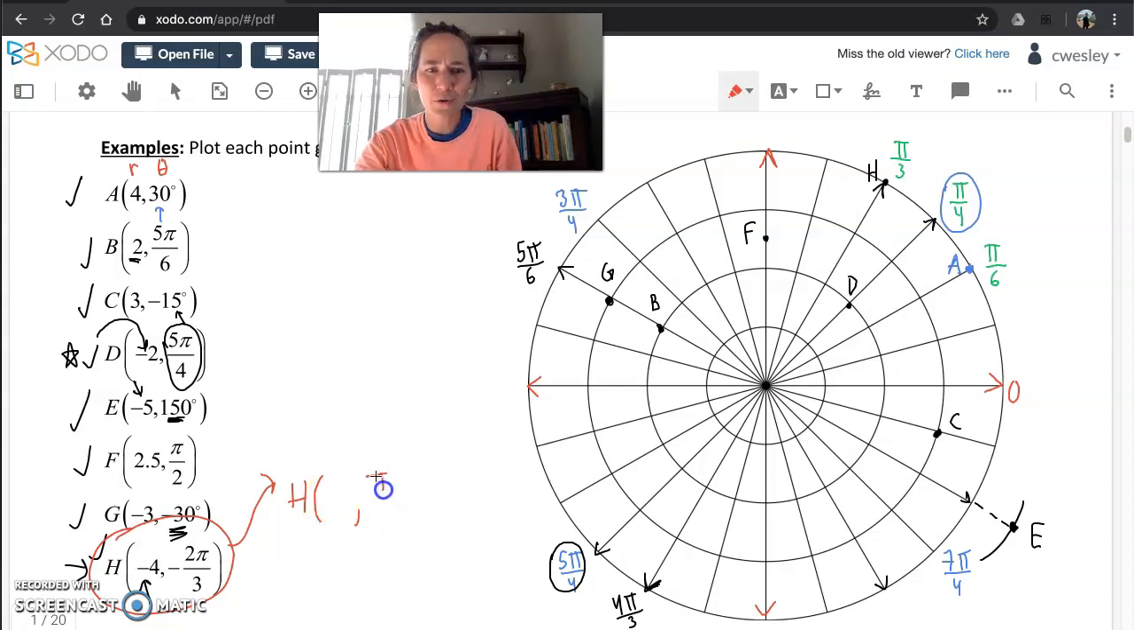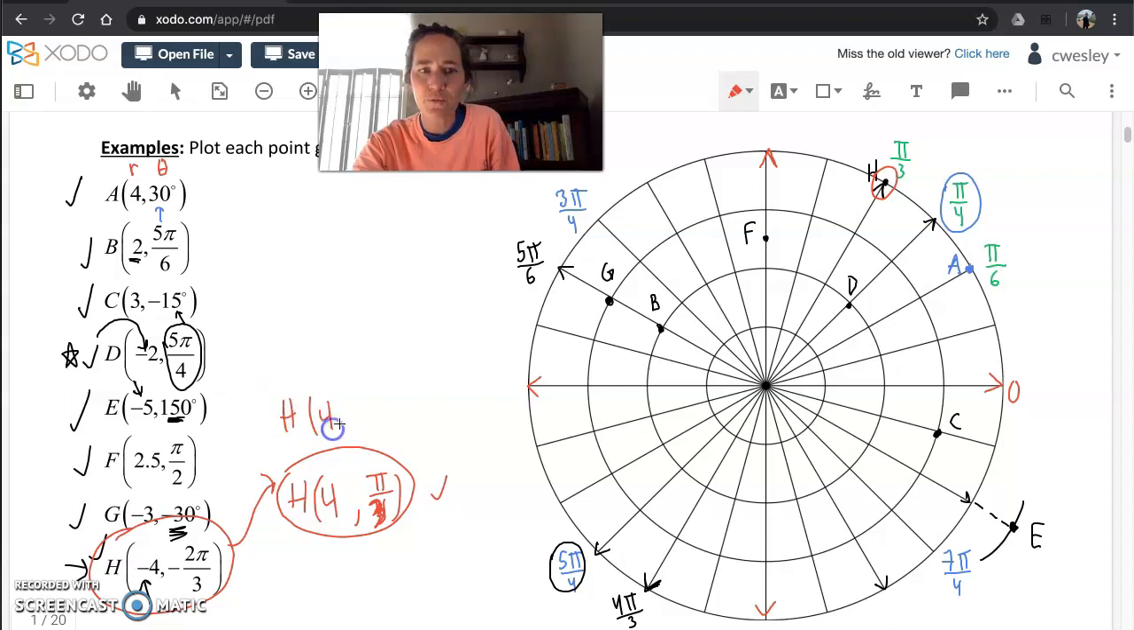Couldn't you just go to the spot where it lands, pi over 3, or I'm sorry, I should have said pi over 3, right? It lands at pi over 3. And then come out 4 radii, 4 circles. I mean, this should be an equivalent way to name the exact same point. It doesn't have to stop there.